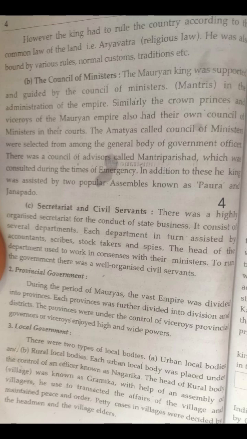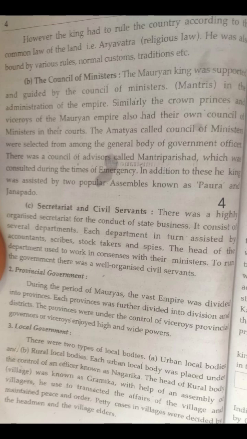B, the Council of Ministers. The Mauryan king was supported and guided by the Council of Ministers in the administration of the empire. Similarly, the crown princes and viceroys of the Mauryan Empire also had their own council of ministers in the court. The Amatyas, called Council of Ministers, were selected from among the general body of government officers. There was a council of advisors called Mantri Parishad, which was consulted during times of emergency. In addition, the king was assisted by two popular assemblies known as Paura and Janapada.